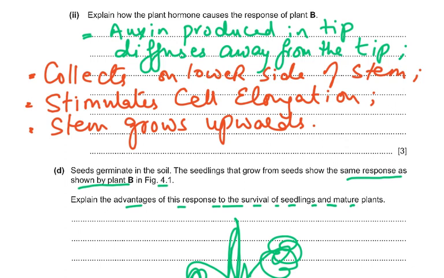Number one, auxin is produced in the tip and then it diffuses away from the tip, or you could say down the stem or the shoot or the plant, and then collects on the lower side of the stem. So this is the stem, so it will collect on the lower side of the stem, and this will cause cell elongation. That's why this will grow up like this. So it stimulates the lower side and causes more cell elongation, so the cells become longer, and this will result in the stem growing away from gravity.